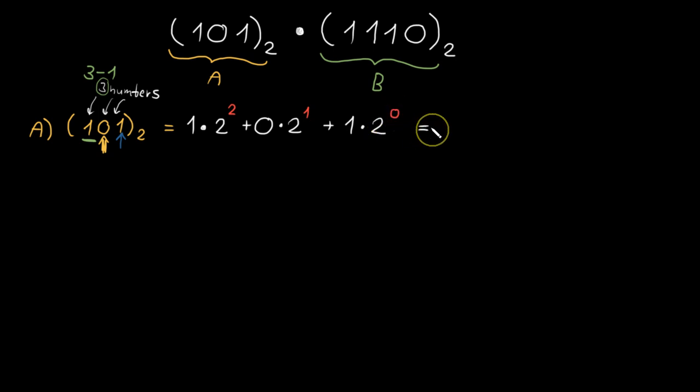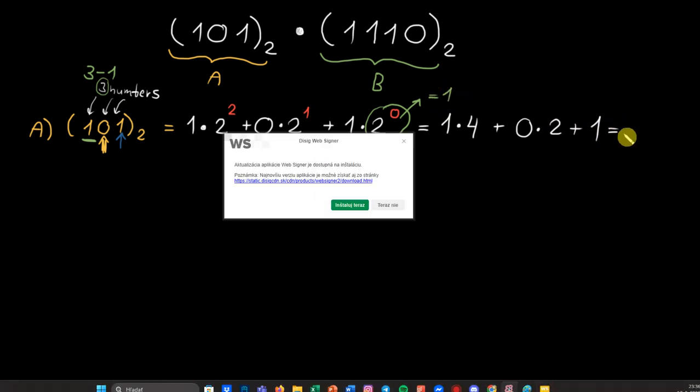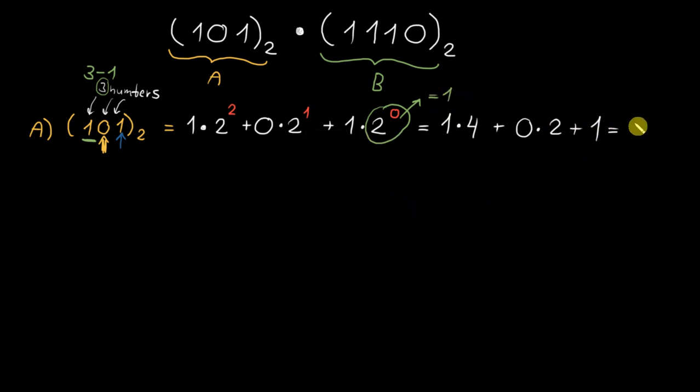Now we can express this not to the base of 2, but we can calculate it so that we get a normal number. 1 times 2 to the power of 2 is 4. 0 times 2 to the power of 1 is 0. And then we have 1. Always remember that any number to the power of 0 equals 1. So our result is 5. So 5 is the result for A.